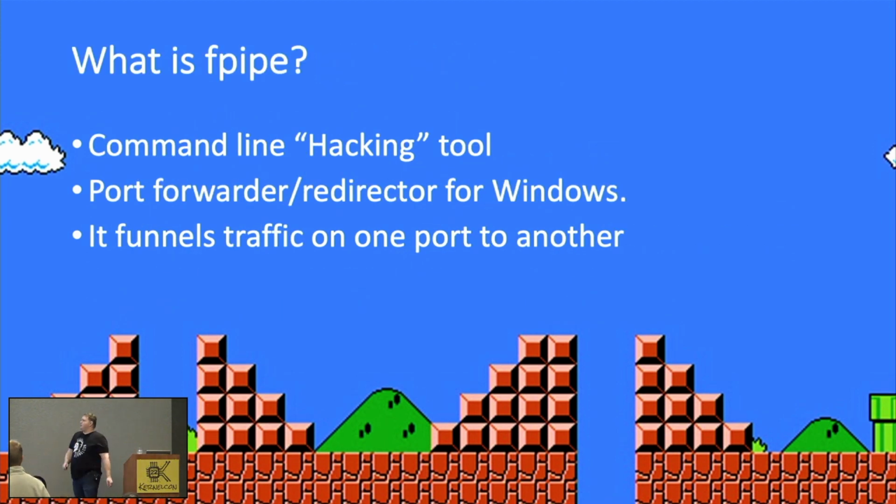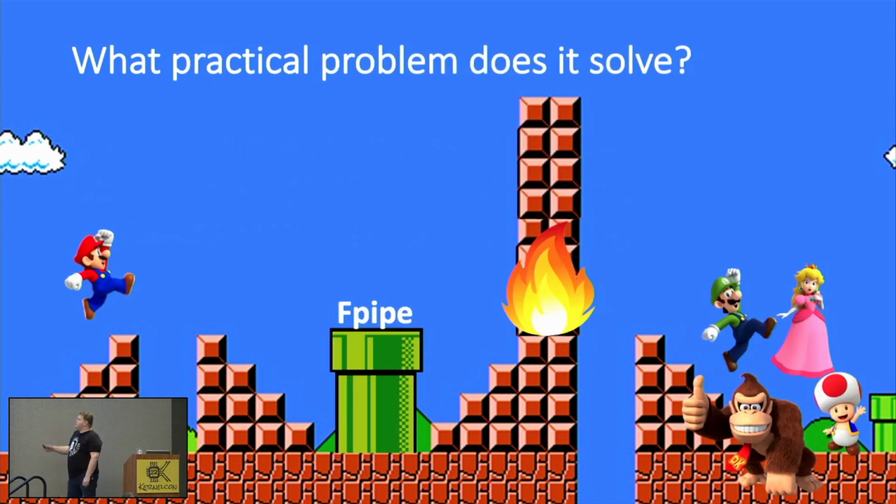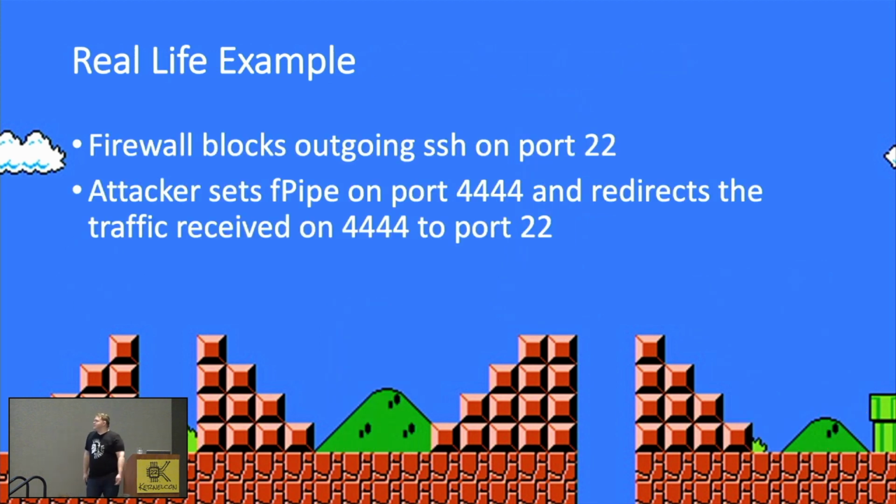Continuing on, what is fpipe? fpipe is a command line hacking tool. It's a port forward redirector for Windows. It funnels traffic from one port to another. Can you explain that a different way? Sure, why not? Pretend you're Mario over there, and you're trying to reach all your friends over here. You've got this giant wall in the way. You take the pipe, and you end up over there. That is fpipe.